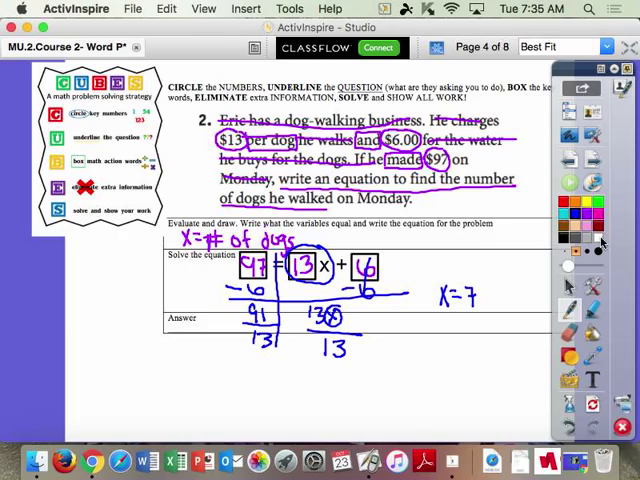All right, so I'm going to do a bright color just because. So this is 7 what? 7 dogs. So he walked 7 dogs on Monday. All right? Looking at the next one.